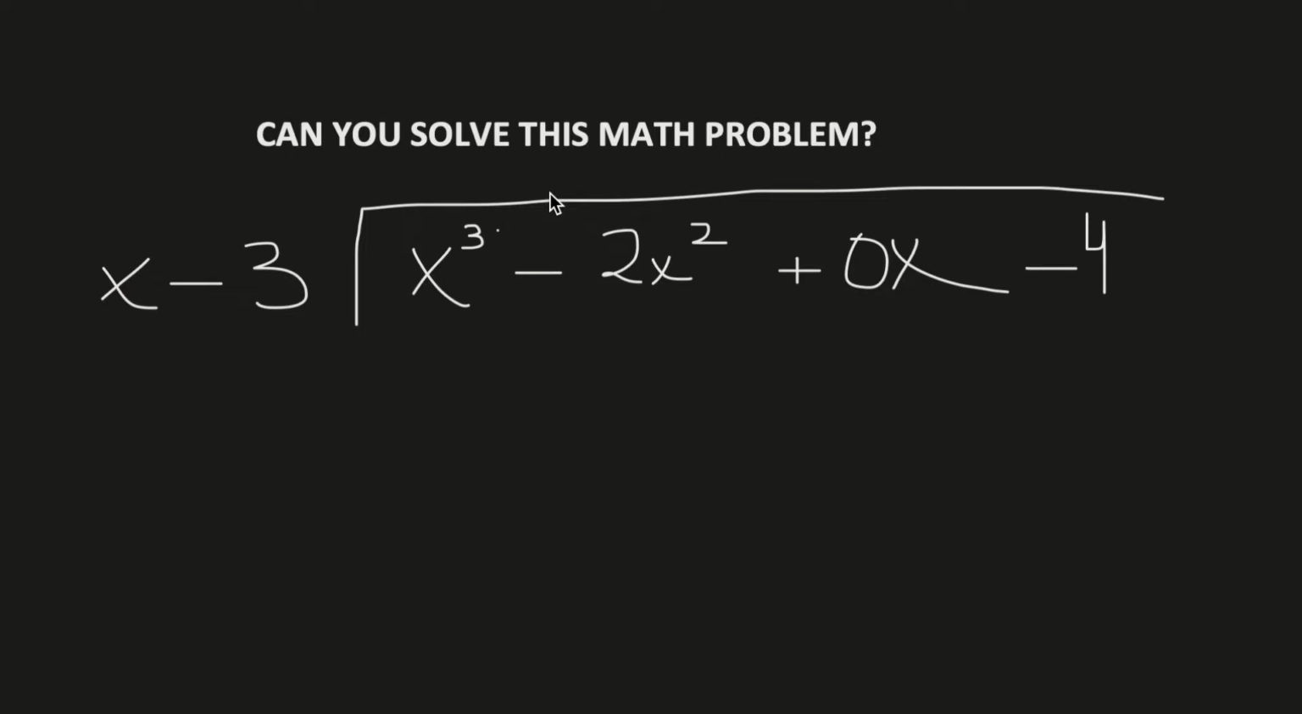Can you solve this math problem in less than a minute? We have x cubed minus 2x squared plus 0x minus 4 divided by x minus 3. This looks like such a monstrosity, and division is already the hardest out of the four operations in my opinion, so how can we solve this in literally a minute? Very easy way, and it's called synthetic division.